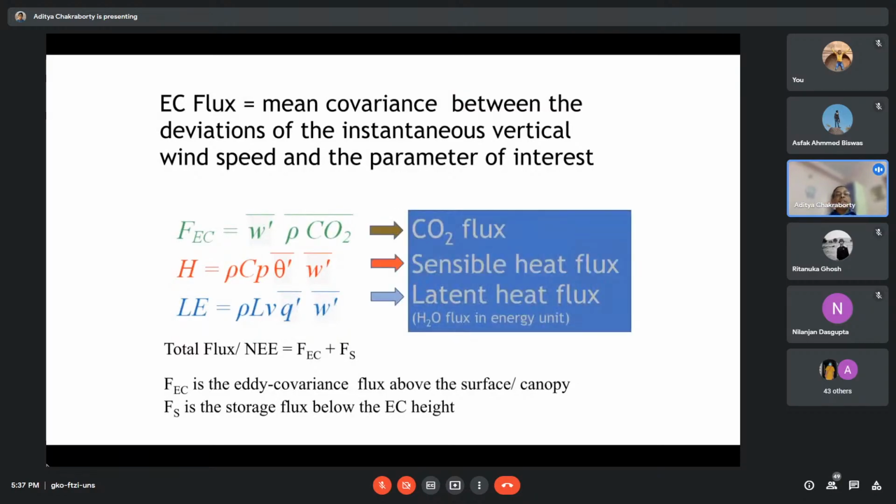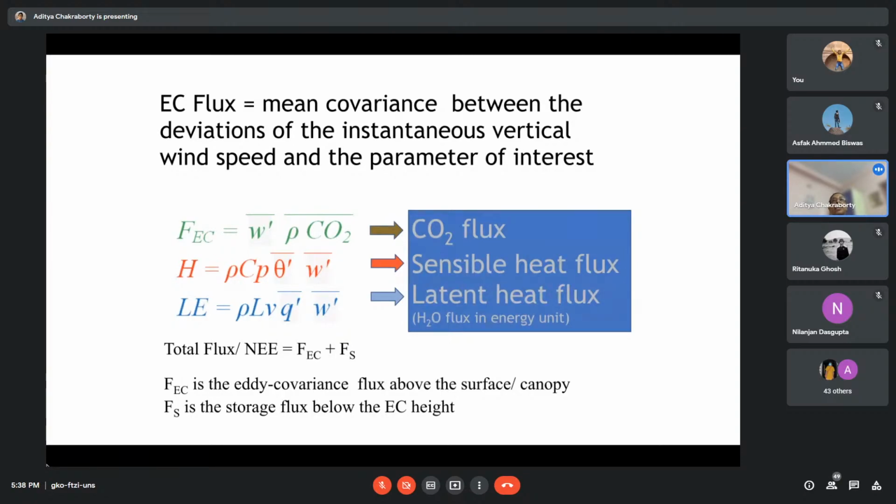This slide shows the fluxes for three different parameters. One is the CO2 flux, shown by the equation in green, then the sensible heat flux, shown in red font, and then the latent heat flux, shown in blue font. So what we measure is these three components: CO2, sensible heat flux, and latent heat flux, which is basically the water vapor flux.